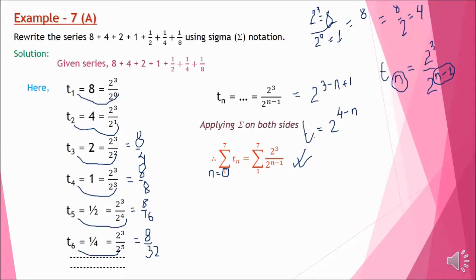Let's check the third term T3, randomly. We selected the third term: 2 to the power 4 minus n, where n is 3, which will be 2. Just 2. Is our third term 2? Yes, our third term is 2 right here, isn't it? So we can use this also, as you wish. Okay, let's move to the exercise part.